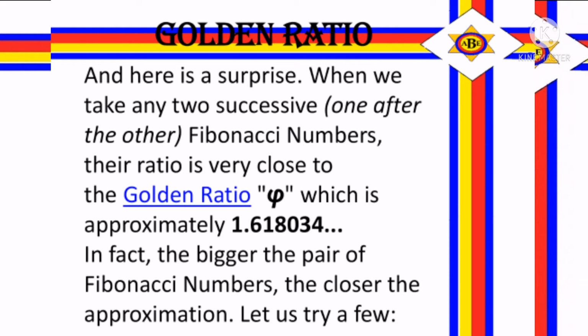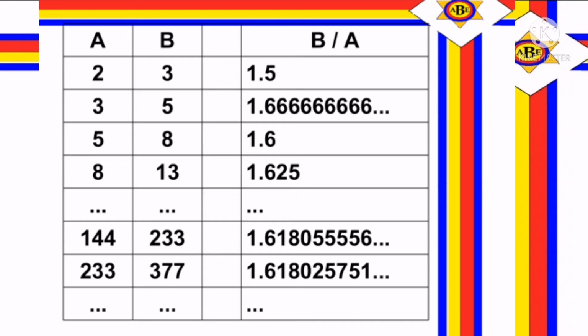When we take any two successive Fibonacci numbers, the ratio is very close to the golden ratio, phi, which is approximately 1.61803, and so on and so forth. In fact, the bigger the pair of Fibonacci numbers, the closer the approximation. Let us try a few.